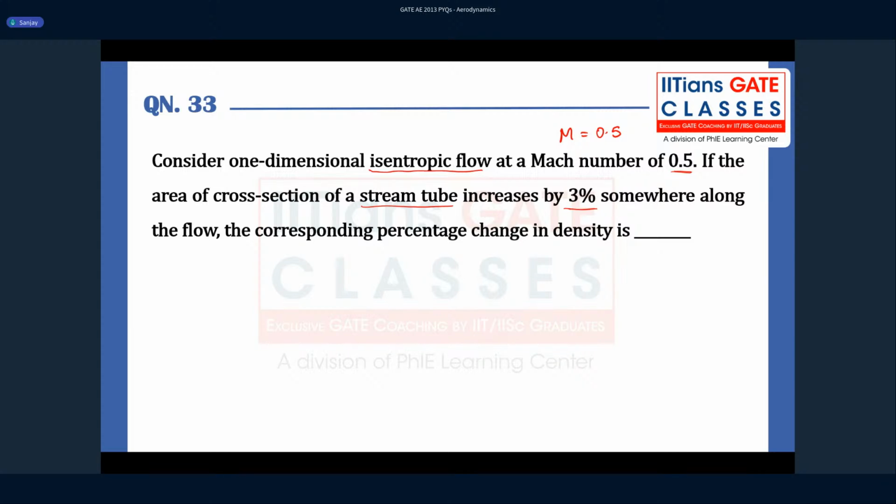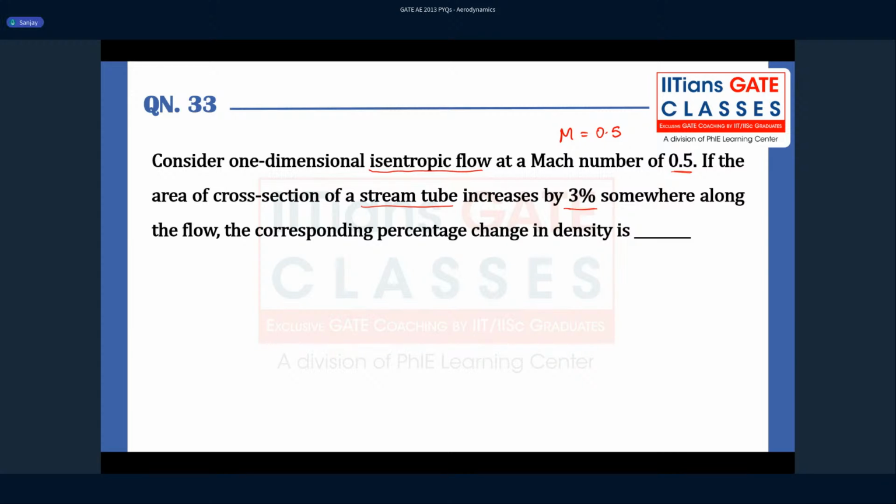So obviously you see that the Mach number is 0.5, right? Which is well above the incompressibility limit, right? So it's above 0.3, which means the flow is going to be compressible. Whenever you have a compressible flow, you know there is going to be density involved in your equations, right? Now they have told us that the area somewhere increases. So what happens to the density?